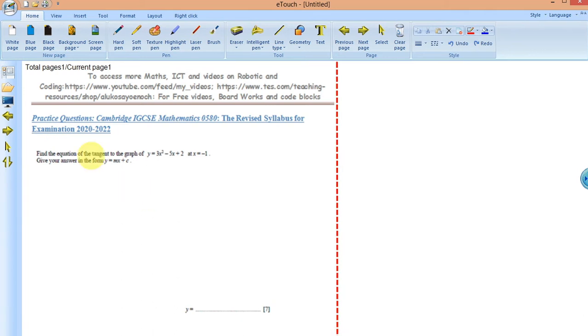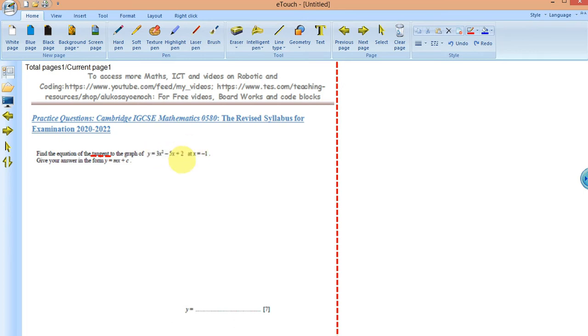Don't forget that a tangent to a graph is like parallel to the graph, but if the question were to find the equation of the normal, that would be perpendicular to the graph. Now the first thing we are going to do is find the gradient, the slope. So let's go ahead and do that.